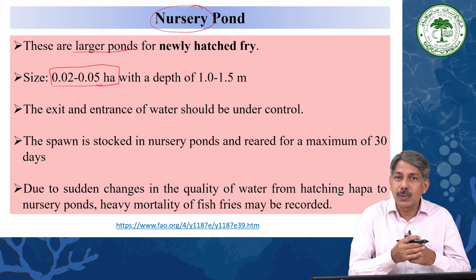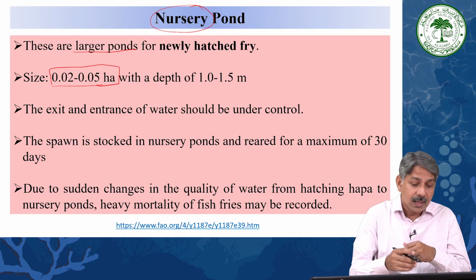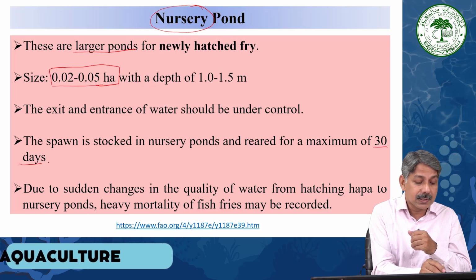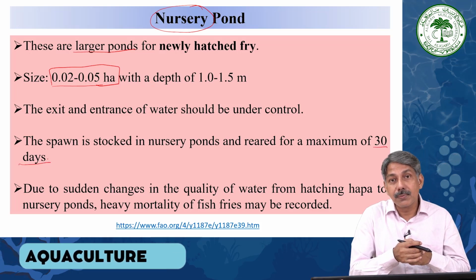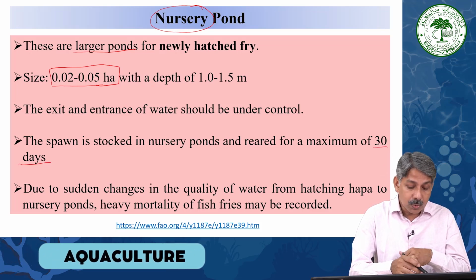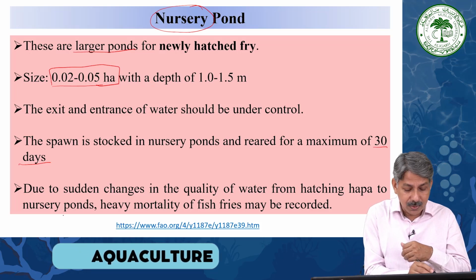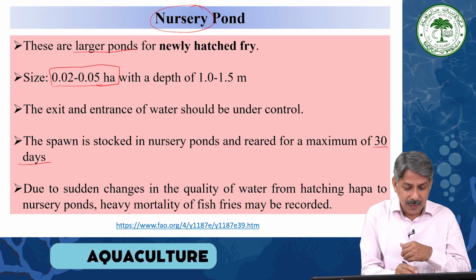That again depends on the stocking density, the type of fish, and the weather conditions. The exit and entrance of water should be under control. That is very necessary. Spawn is stocked in nursery ponds and reared for a maximum of 30 days. So you have to keep these newly hatched fry for about a month. Due to sudden changes in the quality of water from hatching hapa to nursery ponds, heavy mortality can occur.